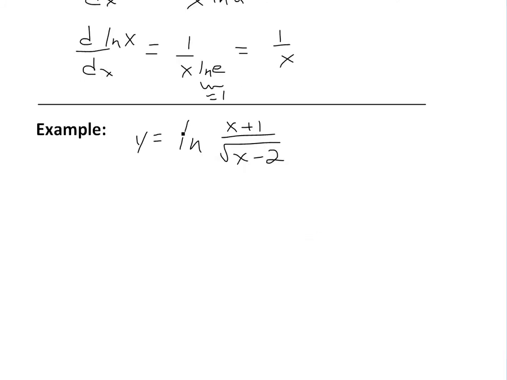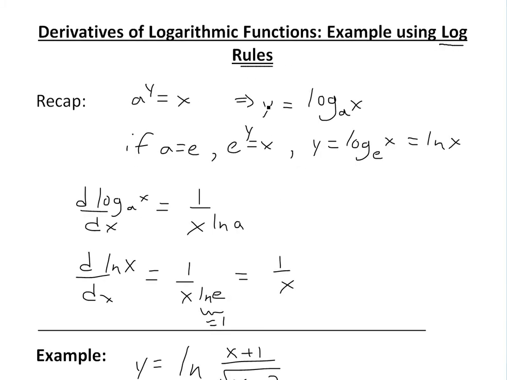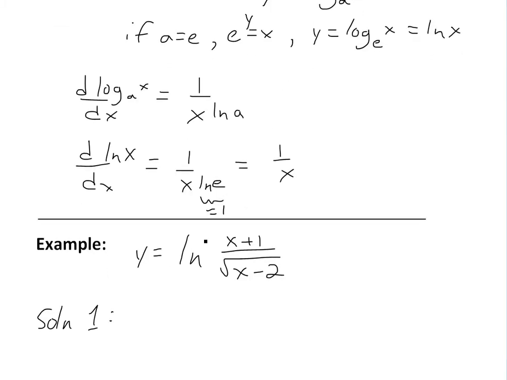Basically, the example I want to go over is this one right here, y equals ln of (x plus 1) divided by the square root of (x minus 2). This looks really complex, and I'll solve it first the hard way, which is just directly finding the derivative, and then I'll do it the second way using log rules, which is greatly simplified. This is just to show you how much work you save by applying the log rules, kind of like this ln e, which is equal to 1.